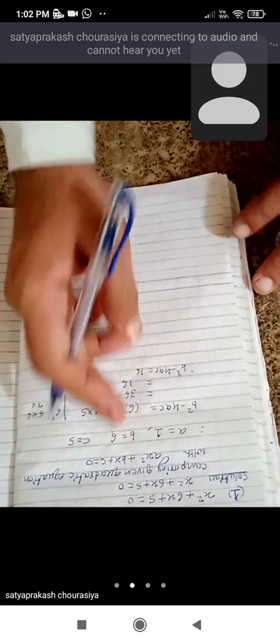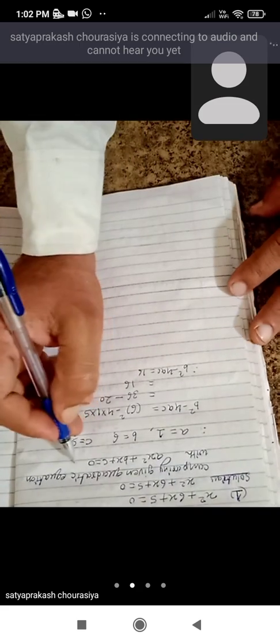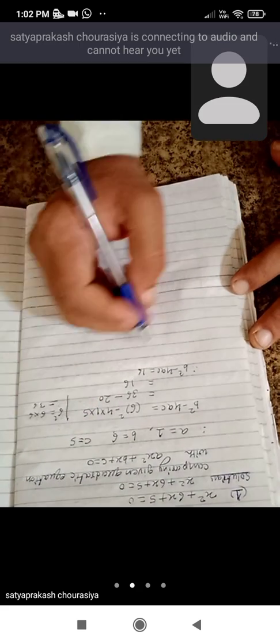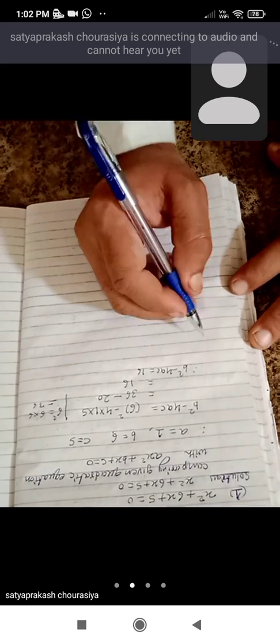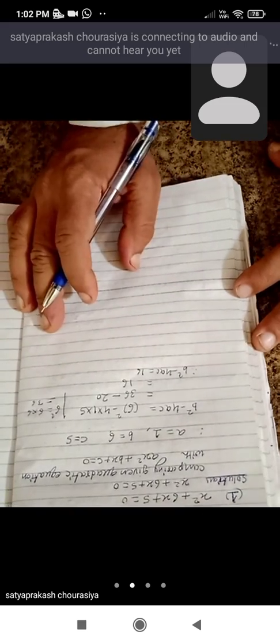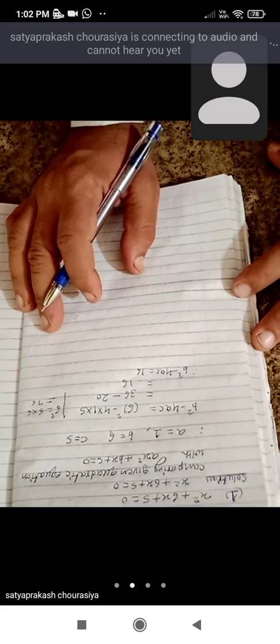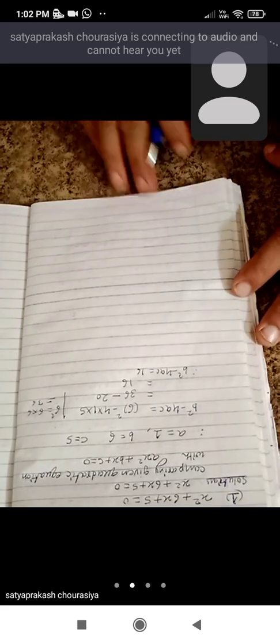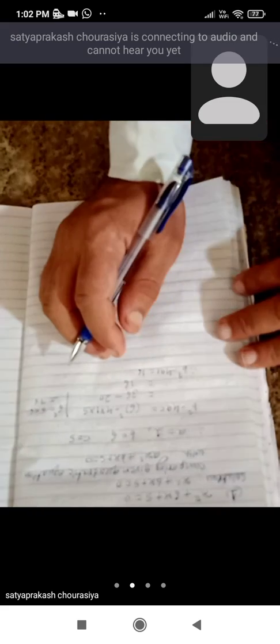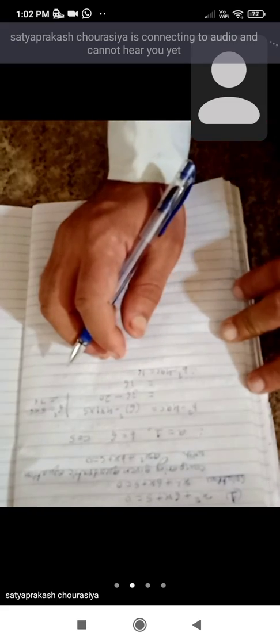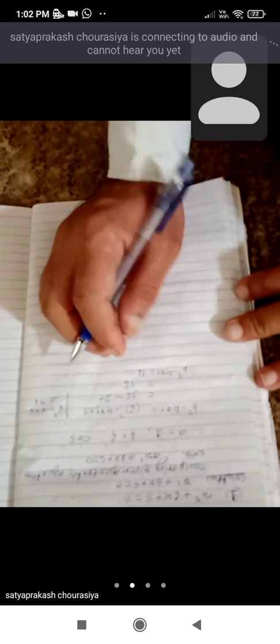So this is the first part of the solution. Here you will be given 1 mark, here you will be given half marks, and now when you solve this using the formula then you will get 1.5 marks. So in this way you will be given 3 marks in the examination if you solve this using the formula method correctly.